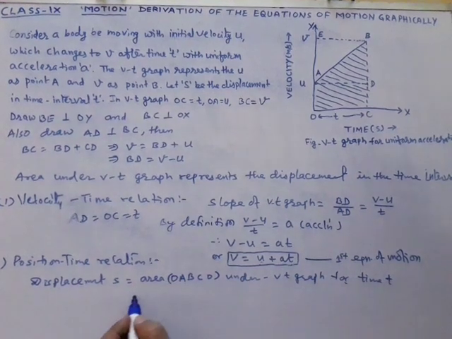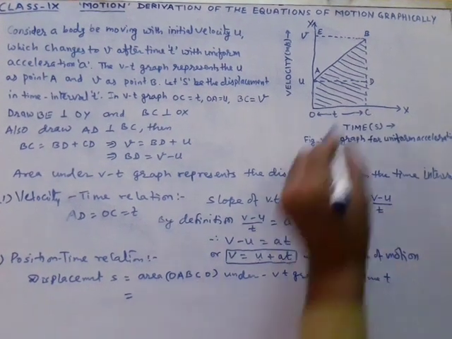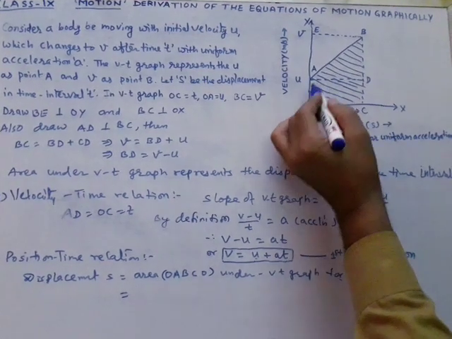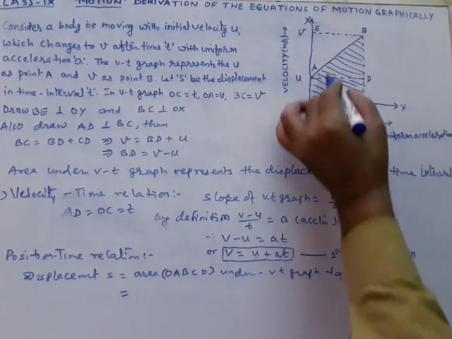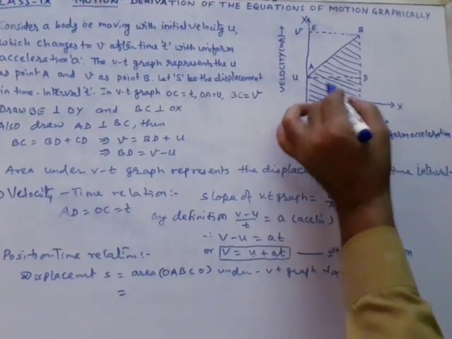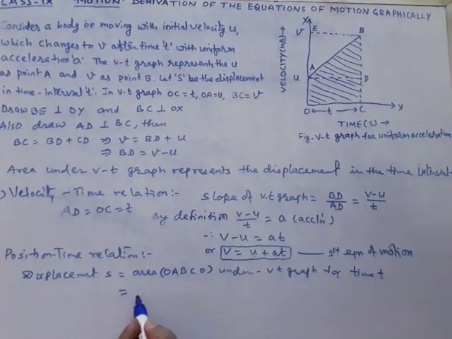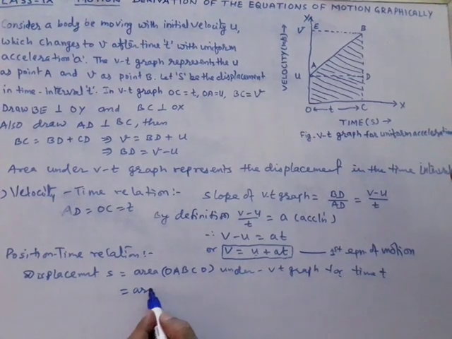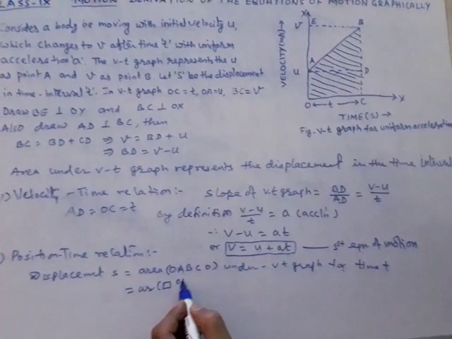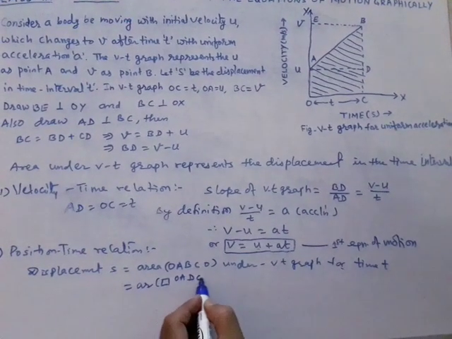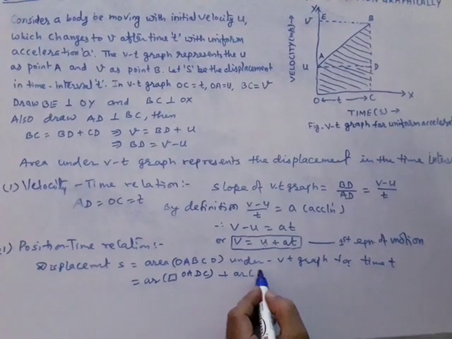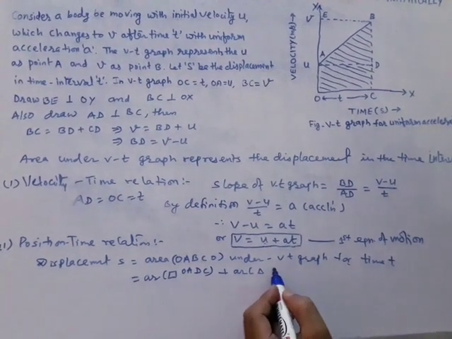Now this area can be divided into two parts: the area of a rectangle and the area of a triangle. OABCO can be divided into two parts. So this is equal to the area of rectangle OADC plus the area of triangle ADB.